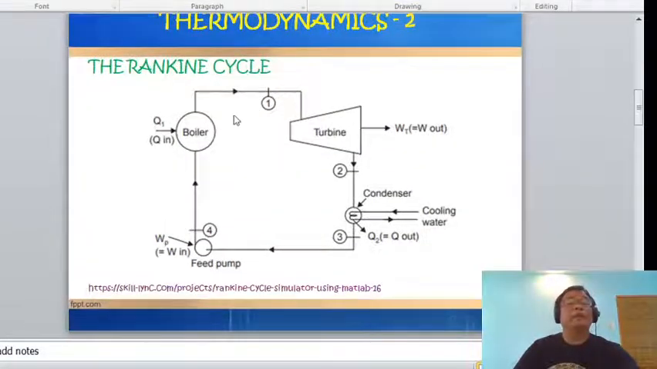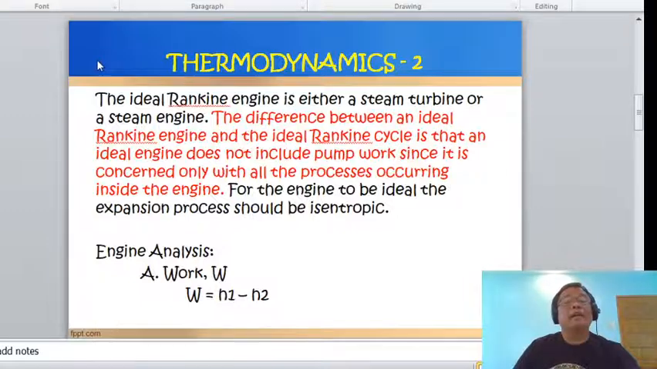So we have here class again the basic illustration of the Rankine cycle. The ideal Rankine engine is either a steam turbine or steam engine. So the difference between the ideal Rankine engine and the ideal Rankine cycle is that an ideal engine does not include pump work.